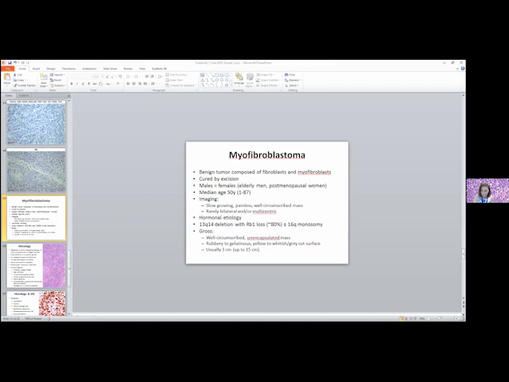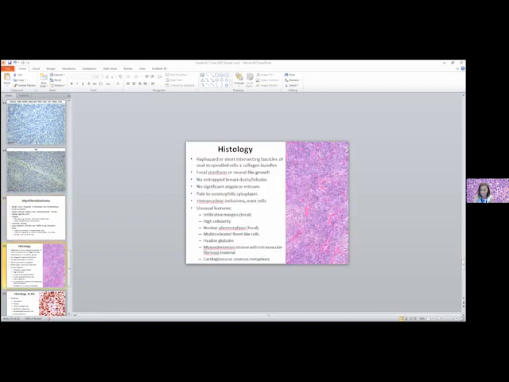And again, by gross examination, we have a well-circumscribed mass, as was in this case. You can have a variable tan to white to gray cut surface. Most cases are usually around 3 centimeters, but they can be really large, up to 15 centimeters. So histology. This picture shows probably the most common histology. Again, we have intersecting fascicles of spindle to ovoid cells, and quite often we have collagen bundles. In this case, we just had some focal bundles, and those were in the submitted slides. I don't have a picture, but they were not well developed.